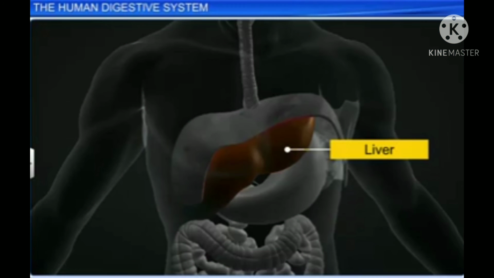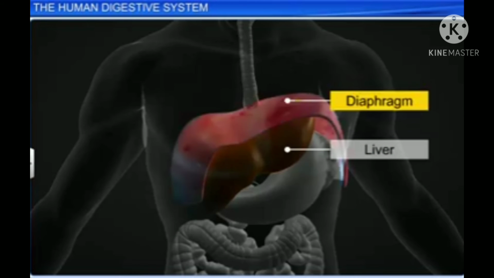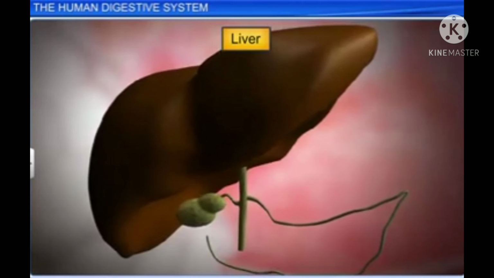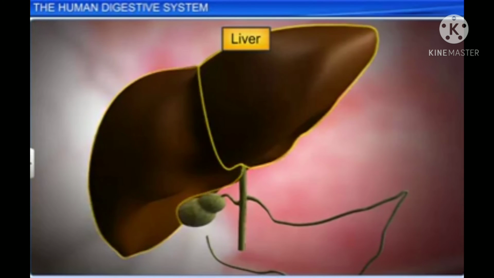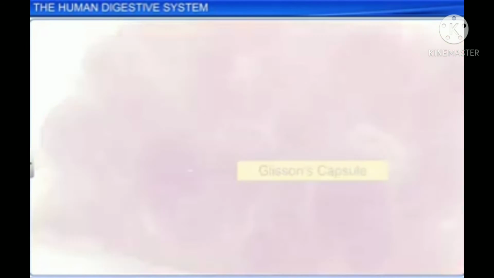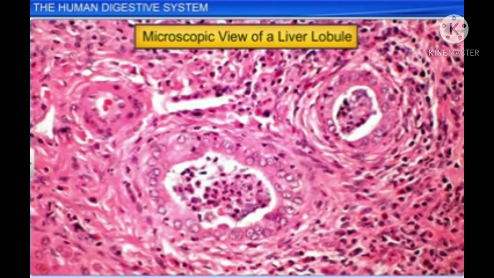The liver, the largest gland of the body, is located in the abdominal cavity, just below the diaphragm. It has 2 hepatic lobes, which are covered by a thin connective tissue sheath called the Glisson's capsule. These lobules contain hepatic cells called hepatocytes, which are arranged in the form of cords.